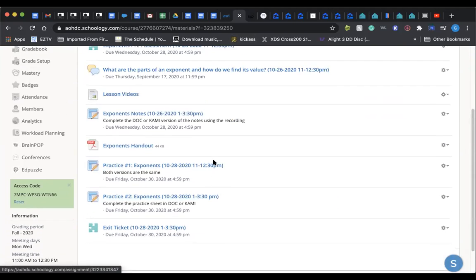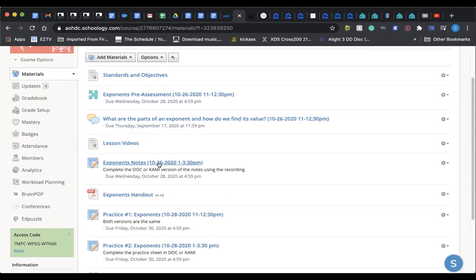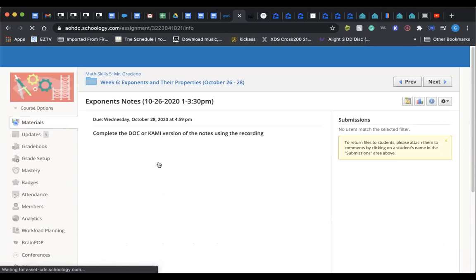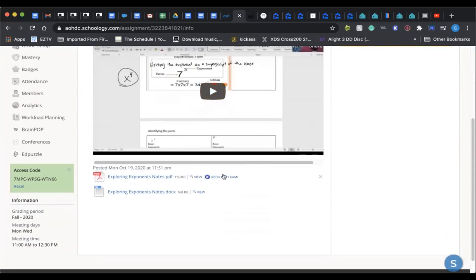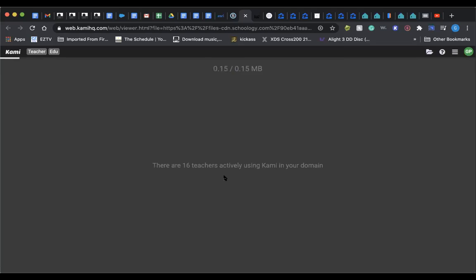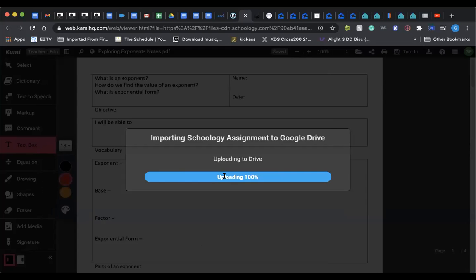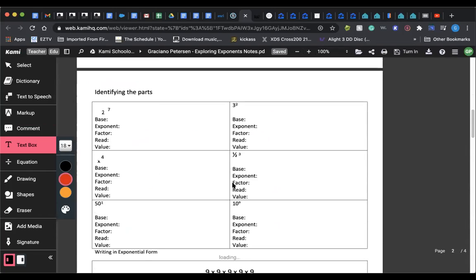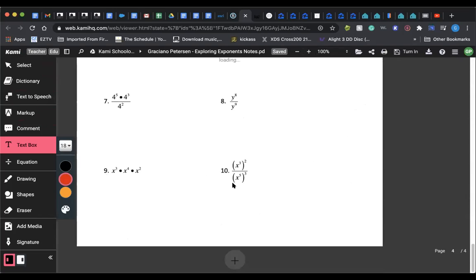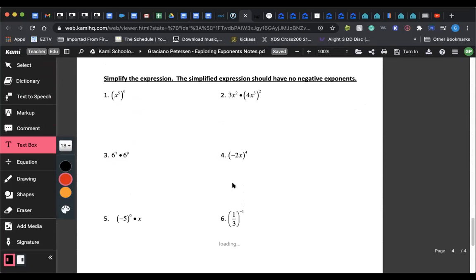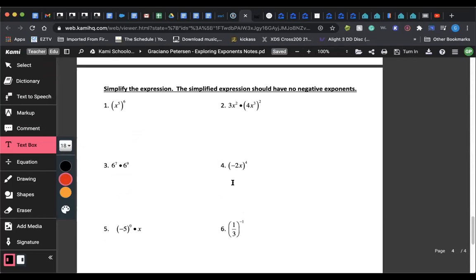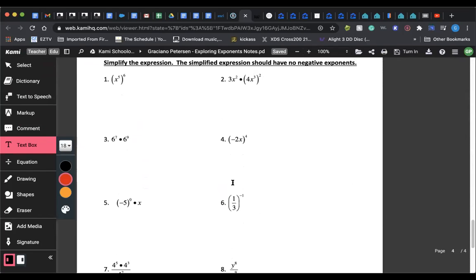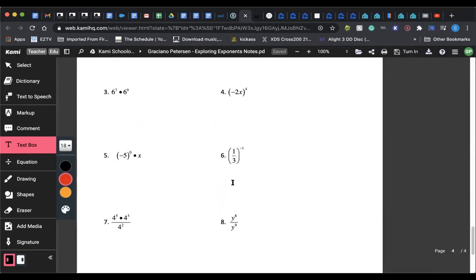Okay, so we're going to open up our notes. We're going to finish up those notes. On the last page, I think. Yeah, we were on the last page. We're going to start with number 3.